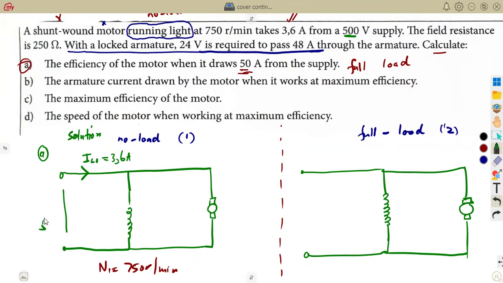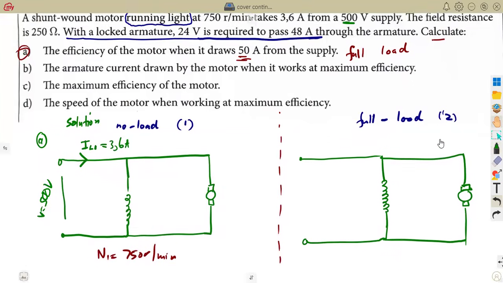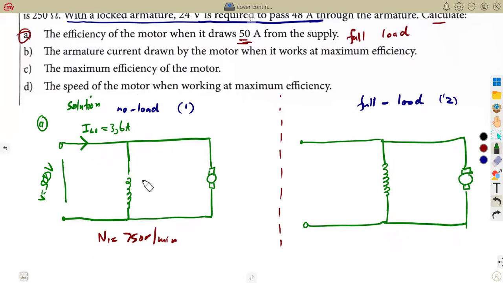So V is equal to 500. All right, let me just remove this. That's 500 volts. Remember when I talked about the speed control, you had a condition of no load and full load. The terminal voltage is not going to change. So this one is not going to change. We are going to have our terminal voltage as 500 volts.